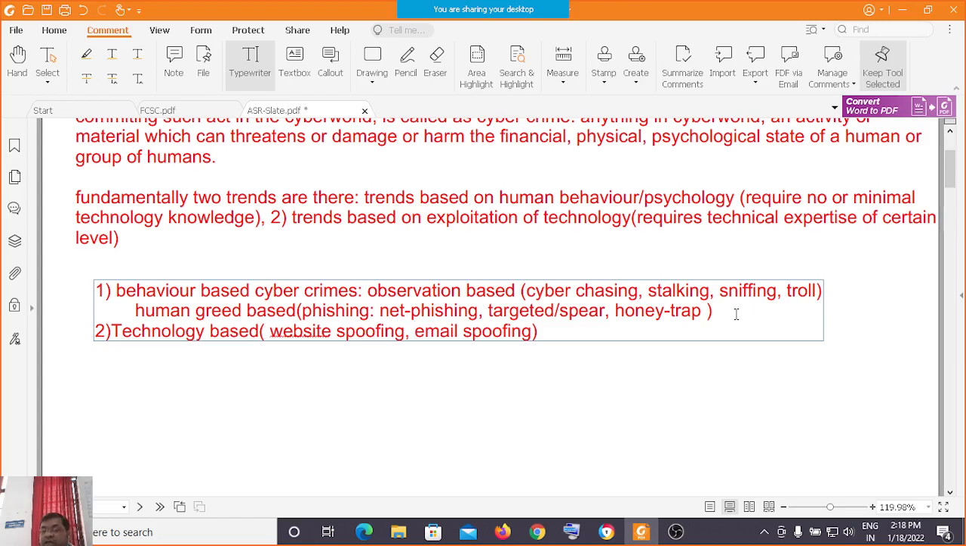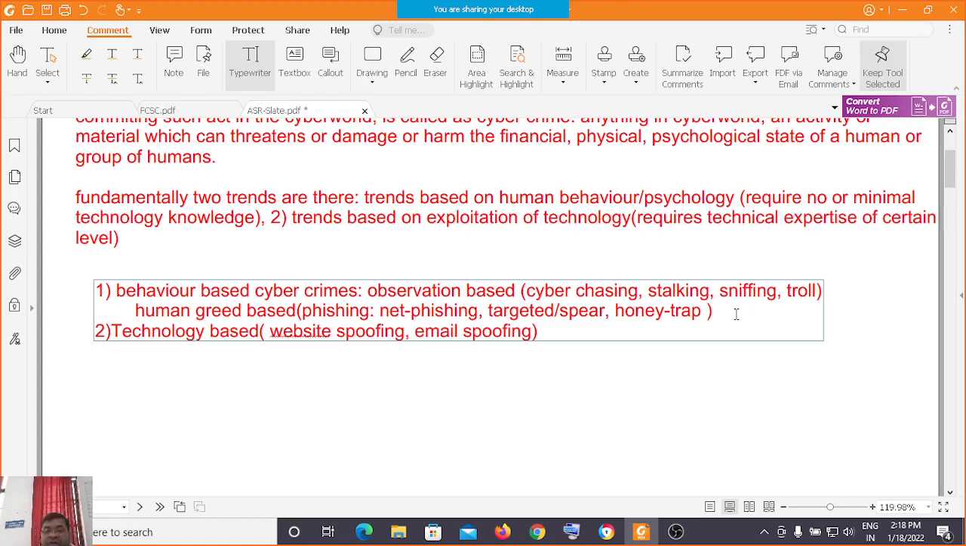Email spoofing is something like this: suppose you are sending someone an email, and that person also sends you one, so you both know each other. Now a third party will send an email from some account, but in the sender's name your email ID will appear. That is called email spoofing.